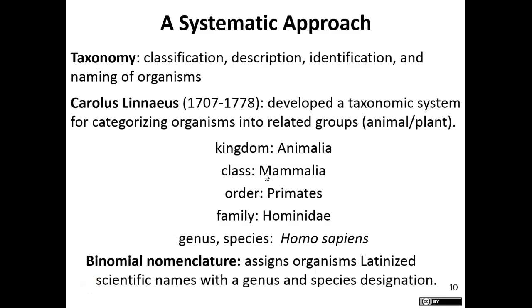Welcome back, everybody. We're going to finish up chapter 1 strong, and we're going to start out talking about the approach to studying microorganisms. So we use a systematic approach, and the first thing we're going to talk about is taxonomy. So taxonomy is classification, description, and identification of organisms. It's a mechanism so that we can name organisms, group them, and name them. So the taxonomic system was developed by Carlos Linnaeus, and this was in the 1700s.